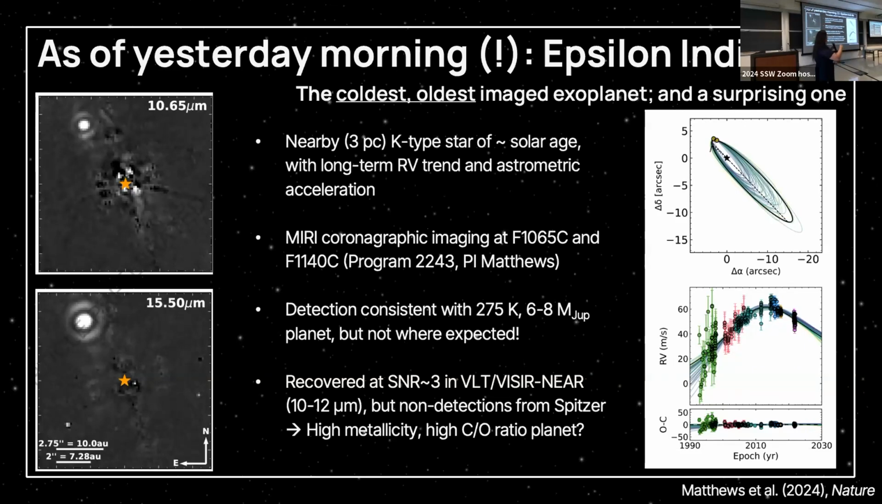And that if you try to fit models to that, it suggests that we're dealing kind of with this unusual planet, this very high metallicity, potentially a very high C to O ratio. So a composition that's also sort of surprising at this very cold temperature.